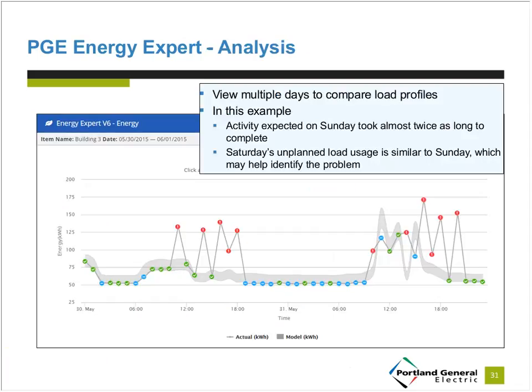So we're going to look at one of the weekends, and we can see that this is a Saturday and this is a Sunday. It looks like there's some expected usage on the Sunday, but it happened later than normal. And what's supposed to happen on Sunday is happening on Saturday too. So there's some sort of unplanned usage happening on the weekend.